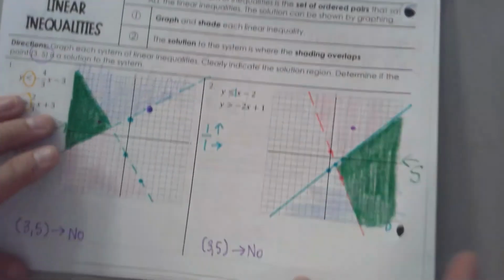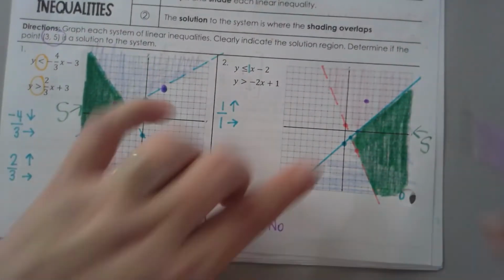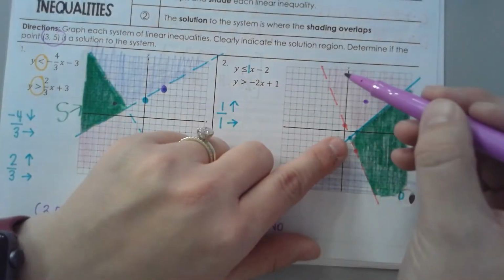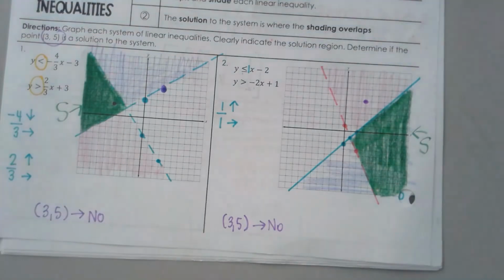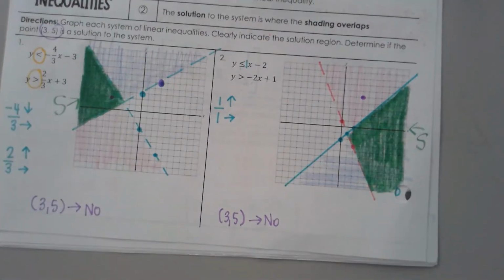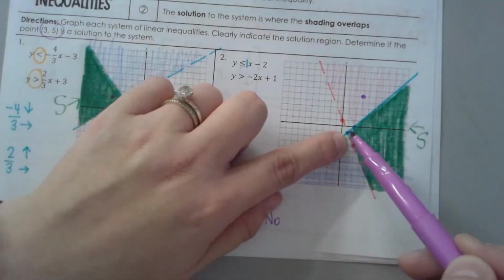Wait, so any number that landed on the solid line? If it had landed on the solid line and it was still part of the pink, it would be a yes. Yep. So I guess like from here on.